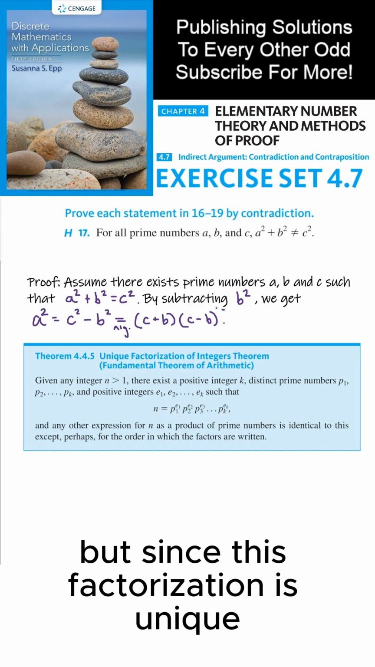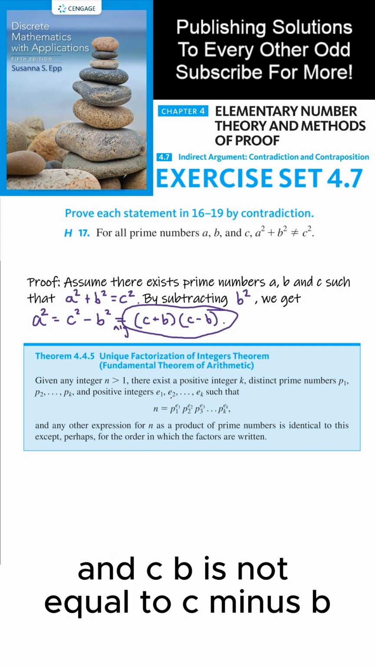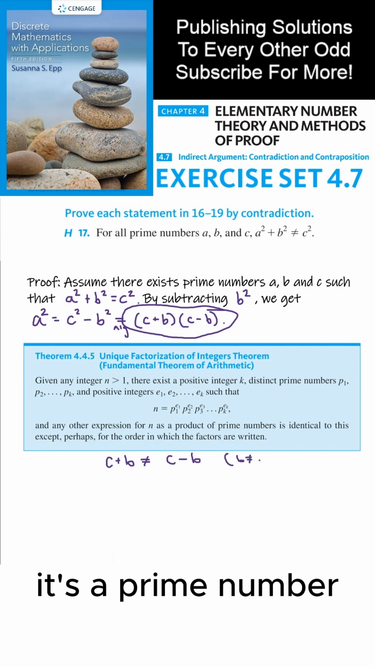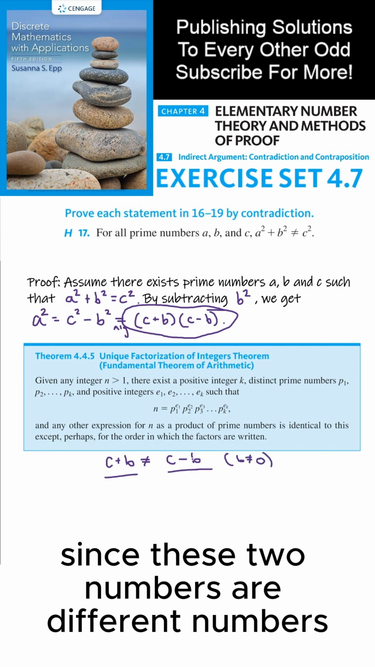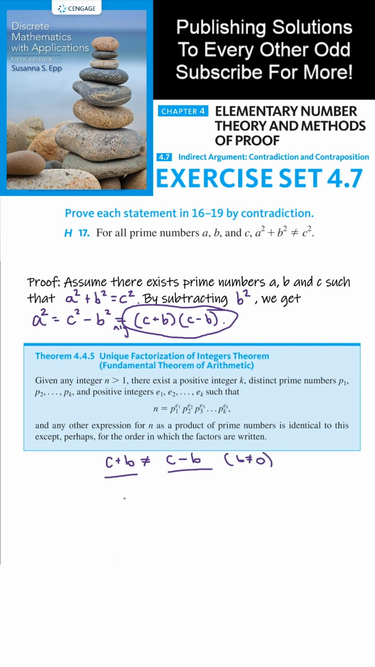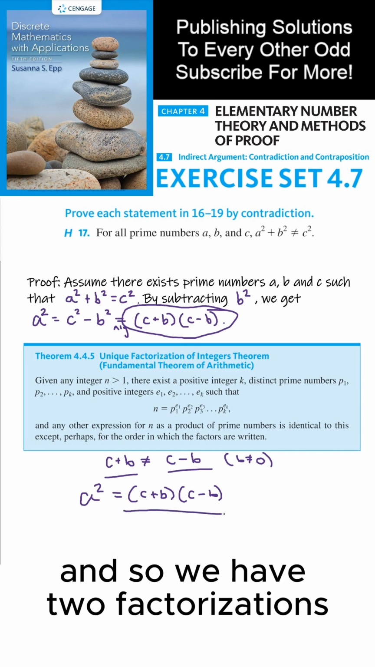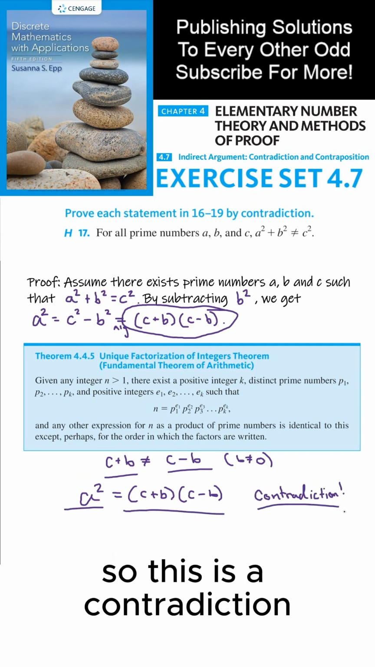But since this factorization is unique, and c plus b is not equal to c minus b, since b is non-zero, it's a prime number, so it can't be 0. Since these two numbers are different numbers, we have a squared as a multiplication of two different numbers, and so we have two factorizations. So this is a contradiction.